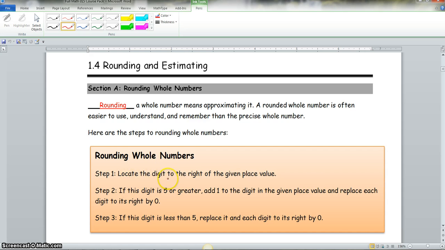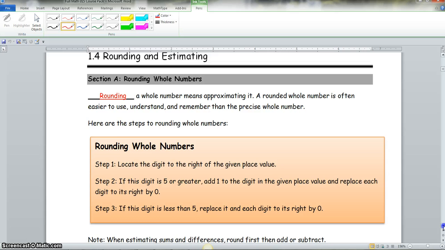Step 1. Locate the digit to the right of the given place value. Step 2. If this digit is 5 or greater, add 1 to the digit in the given place value and replace each digit to its right by 0. Step 3. If this digit is less than 5, replace it and each digit to its right by 0.